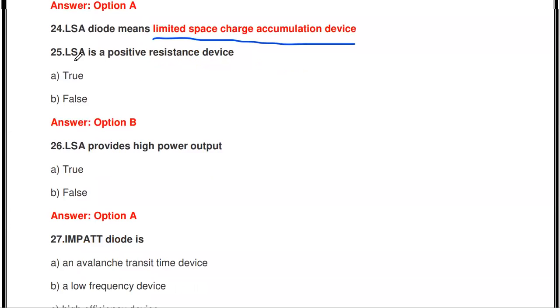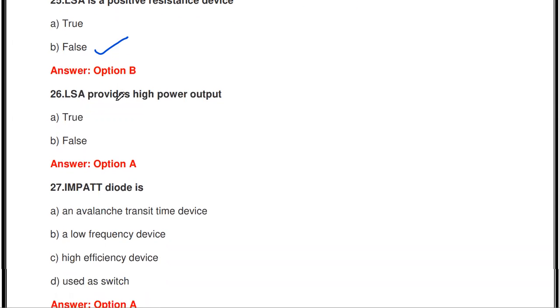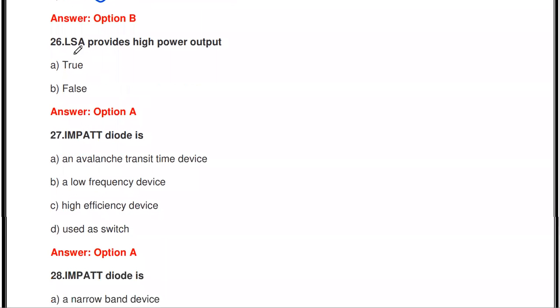Then the next one, LSA is a positive resistance device. False. Already you know LSA is one category of TED, and the transferred electron device is a negative resistance device. So LSA is not a positive resistance device. The statement is false. It's a negative resistance device. The next one, LSA provides high power output. True or false? True. The LSA provides high power output.